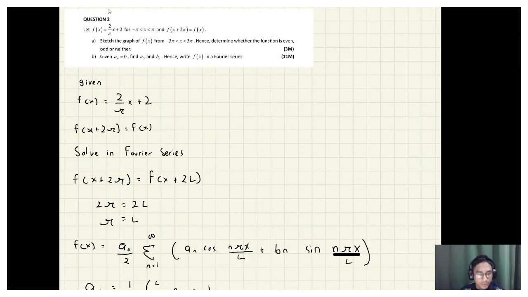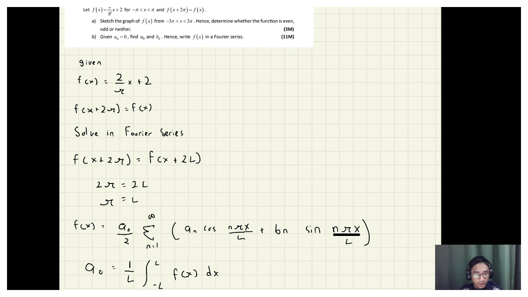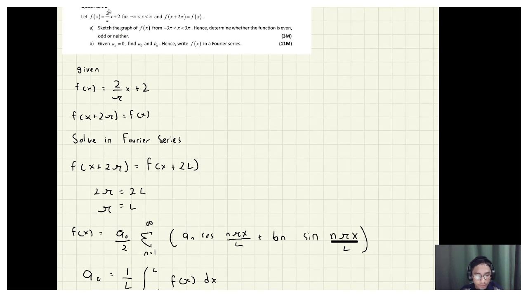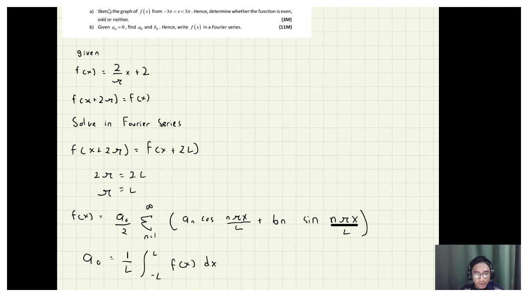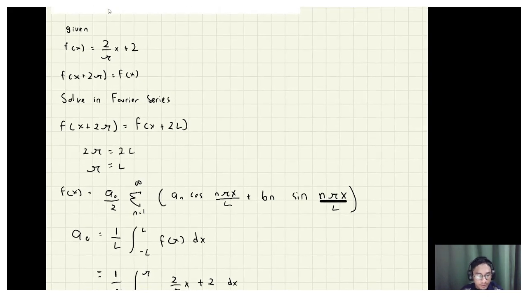Okay, I will solve question 2b. Question 2b, we must find A0 and Bn. The given Fourier coefficient is An equal to 0. So to find A0, first we write the given from the question. So first, f(x) is equal to 2x over pi plus 2, and f(x plus 2 pi) is equal to f(x). So from the question, we must solve it in a Fourier series.